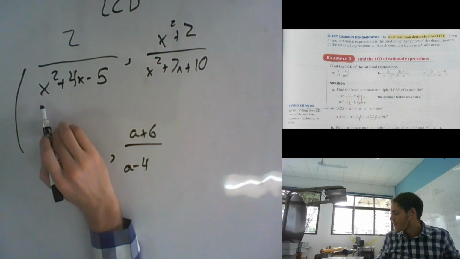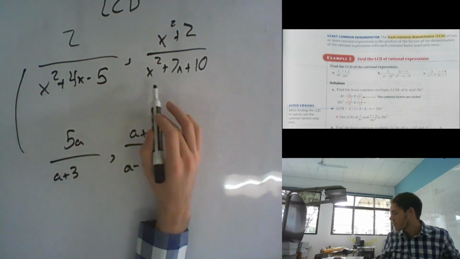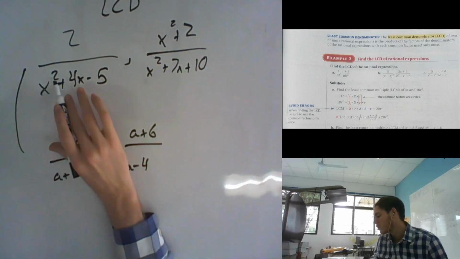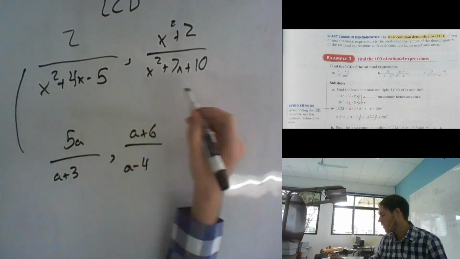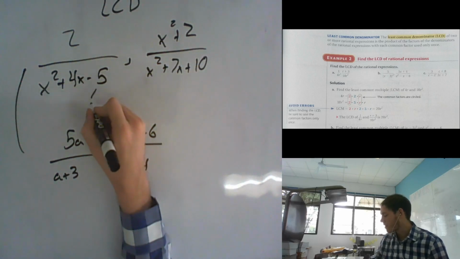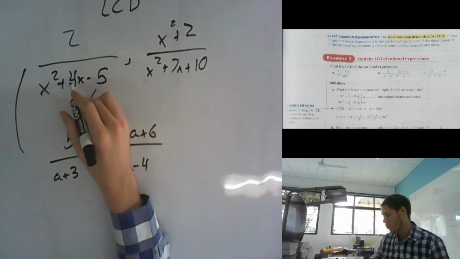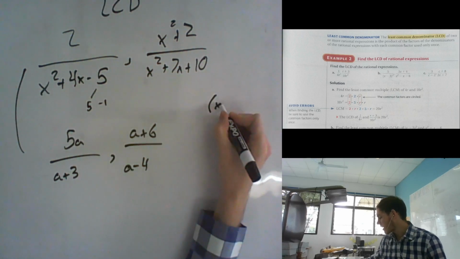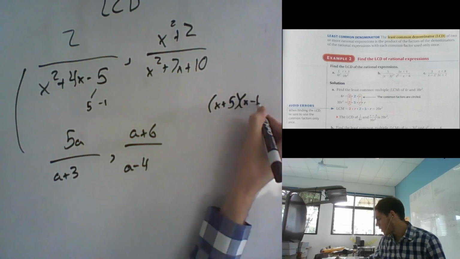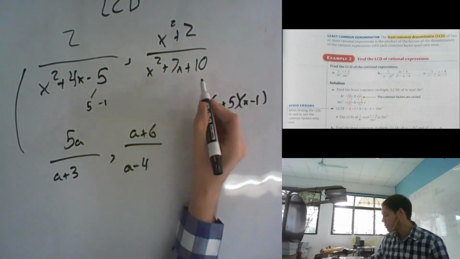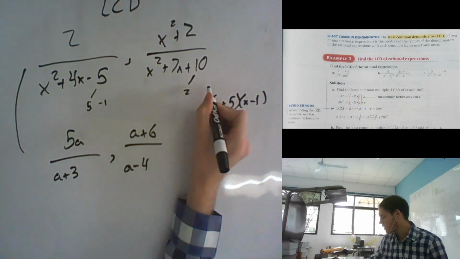Okay, denominator. We're looking at these two. We're going to factor this and factor this. x squared plus 4x minus 5. What we're going to do is look at what goes into negative 5. That's going to be 5 and negative 1, which will actually work. So you'll do x plus 5, x minus 1. And then this one, what goes into 10, there's 2 and 5.